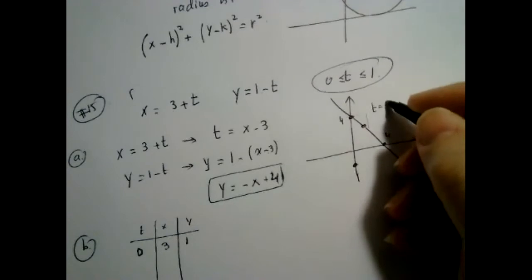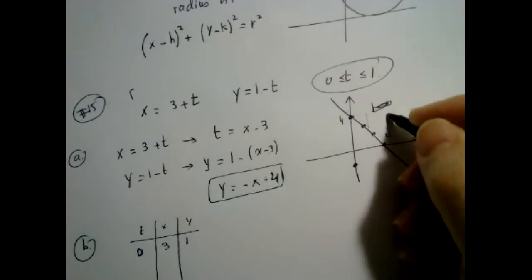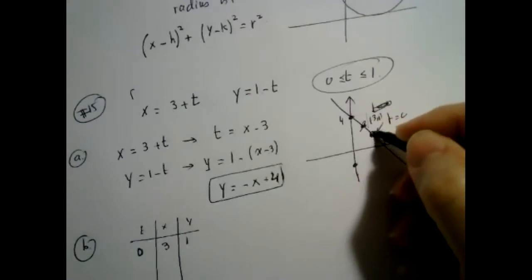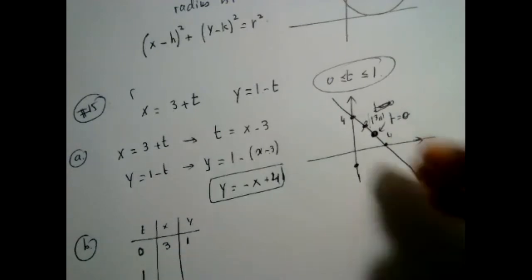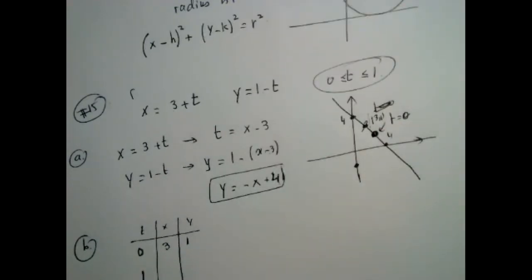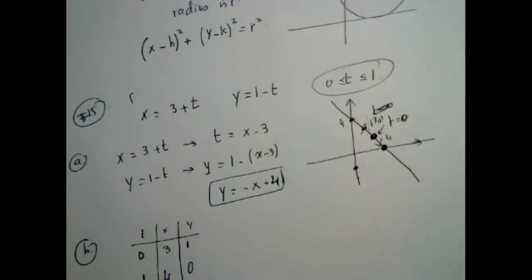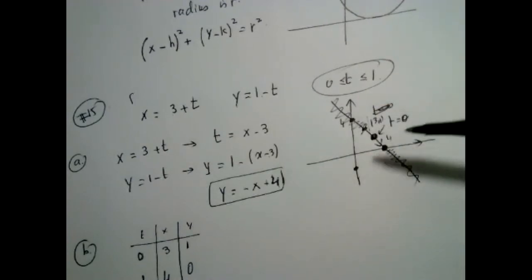So t equal to 0, this is the point 3, 1. So we're starting right here. That's at t equal to 0. And then at t equal to 1, we know we are on this line, but I don't know which direction. If t equal to 1, my x is 4, and y is 0. So you're moving this way. Basically, this piece is irrelevant to me, and this piece is irrelevant to me. So the motion goes from here to here.